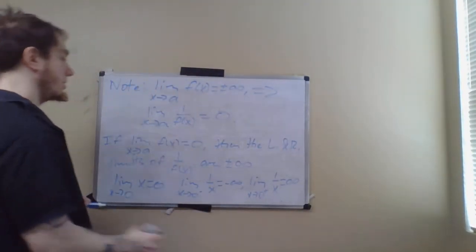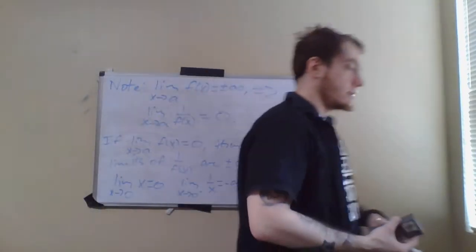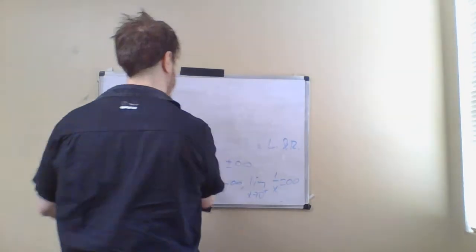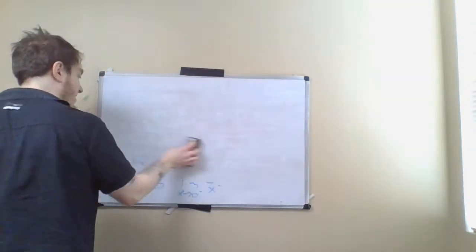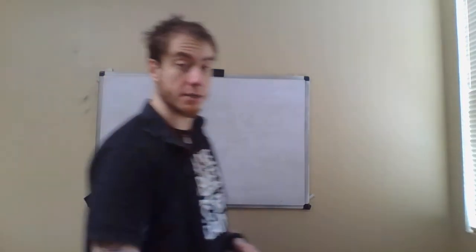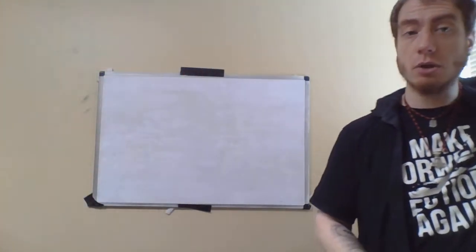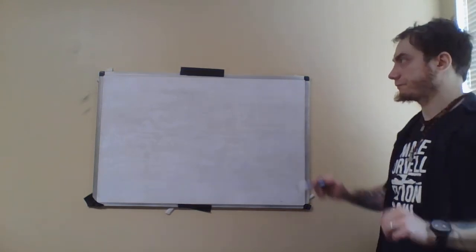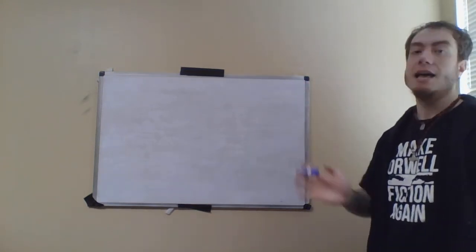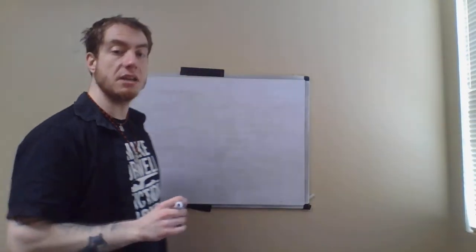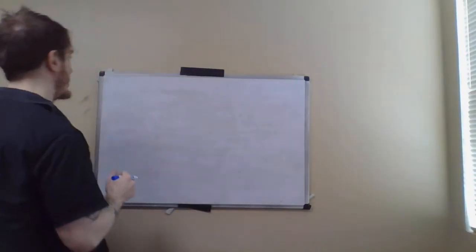There's my eraser. I lost it for a moment. So let's now talk about limits at infinity. Limits at infinity refer essentially to horizontal asymptotes. So whereas infinite limits refer to the vertical asymptotes, the limits at infinity refer to the horizontal asymptotes.